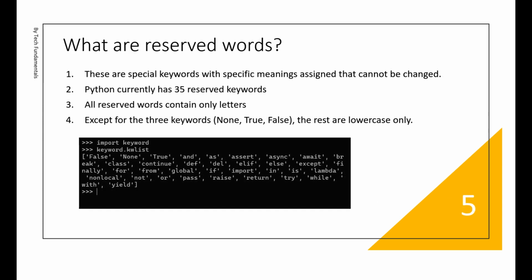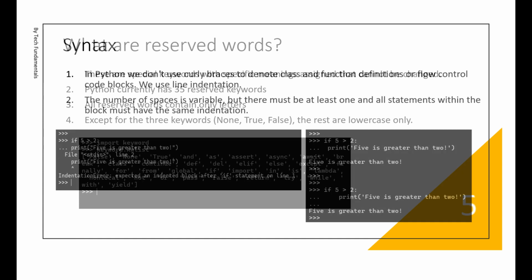Let's talk about reserved keywords. These are special keywords with specific meanings assigned that cannot be changed. Python currently has 35 reserved keywords. All reserved keywords contain only letters. All keywords are lowercase except for the three keywords None, True and False. You can check the reserved keywords by importing the keyword module. keyword.kwlist prints all the reserved keywords. You can try this and check yourself.